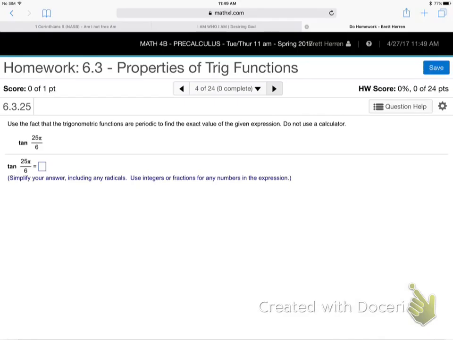Okay. Tangent of 25 pi over 6. I don't know that one off the top of my head. I'd put in a 180 for pi. Let's do that. Tangent of 25 times 180 over 6. So I just plugged in pi. Pi is 180.